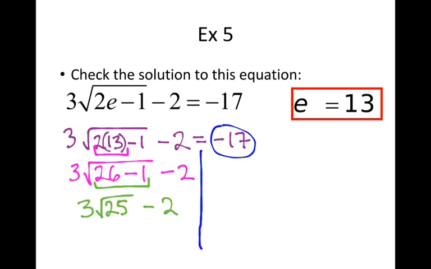Okay, now, how about that square root of 25? Do we know what that is? 5. Yeah, square root of 25. 25 is 5 squared, right? So square root of 25 is going to be 5. Does that mean we have 35 here? No, it's going to be 3 times 5, right? And then minus 2. Okay, now what?